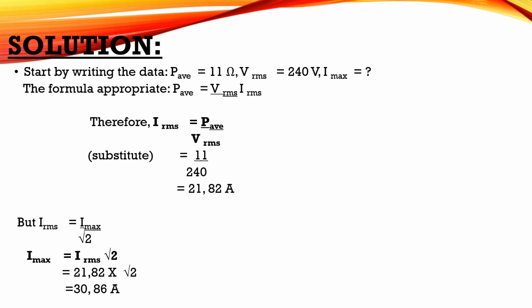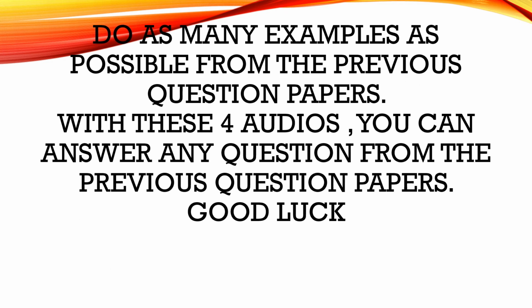Then you are required to calculate I maximum, the maximum current or the peak current. The formula: Irms is equal to I maximum over square root 2. Then I maximum would be Irms multiplied by square root 2. If you substitute, it's 21,82 multiplied by square root 2. Then we have 30,86 amps.